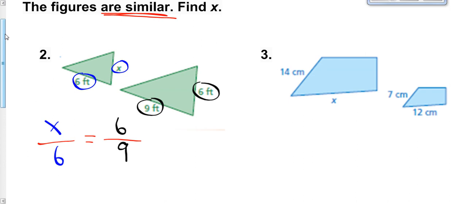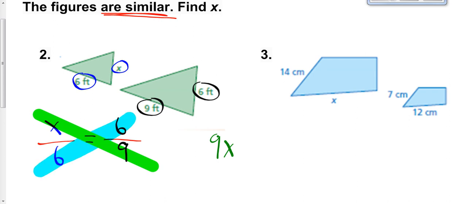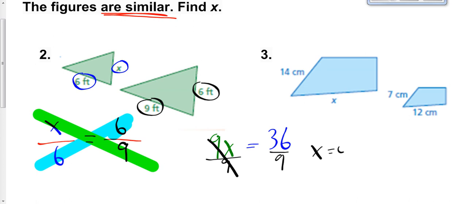So I'm going to cross multiply. I'll show you what I'm doing. I'm taking this and multiplying like that. So that's 9x. And then I'm going to take 6 times 6, which is right here, and that's going to come out to 36. So 9x has to equal 36. When we divide by 9 on both sides, we'll have our x value. Our x is equal to 4 in this case. So that's the missing side, okay?